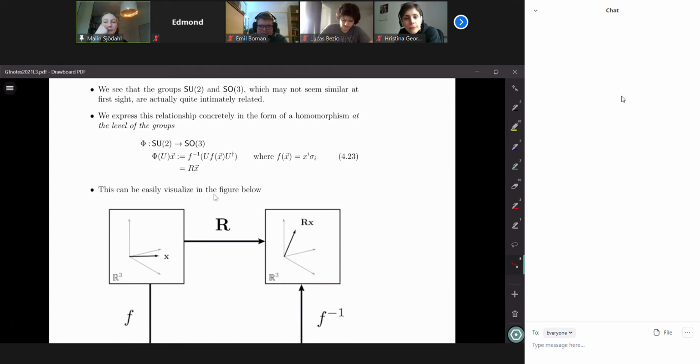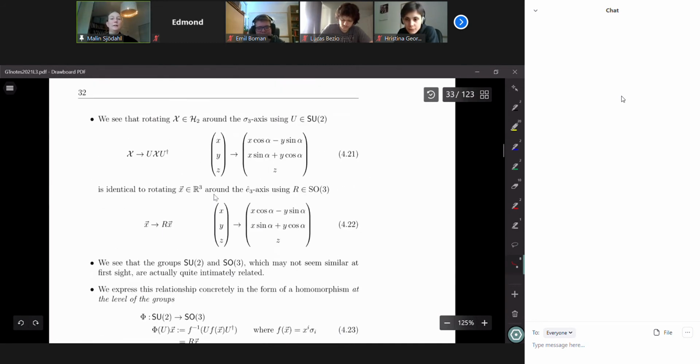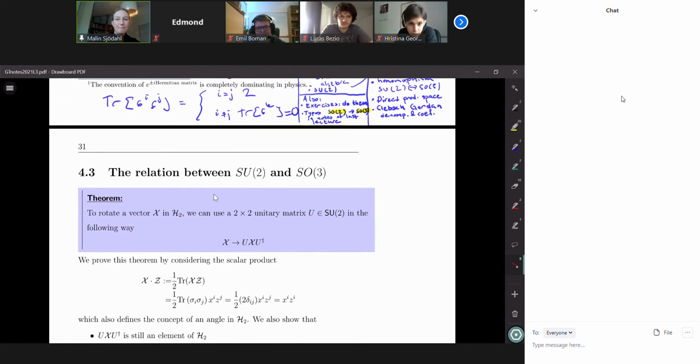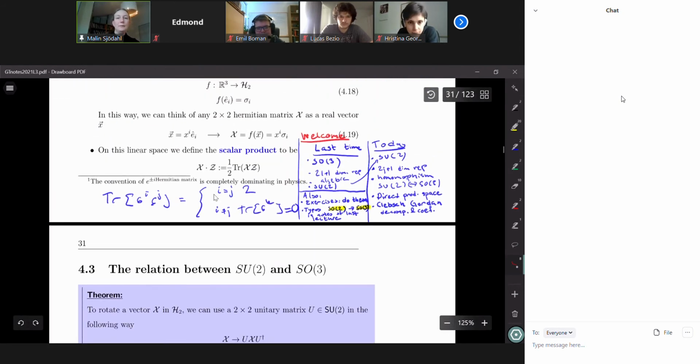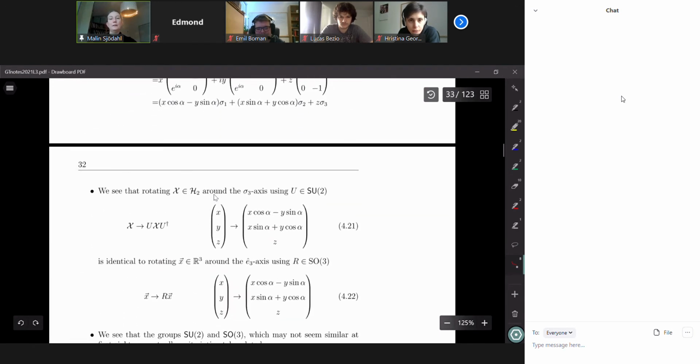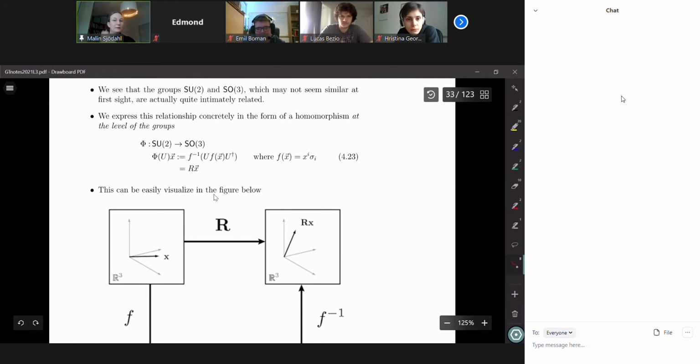This will turn out actually not to be an isomorphism, but as I said, a homomorphism at the level of the groups. So at the level of the elements, we had this map up here, and this is clearly 1-to-1. The x and this x, they are 1-to-1. And now if we consider the action of rotation, we will find that we no longer have something that is 1-to-1.